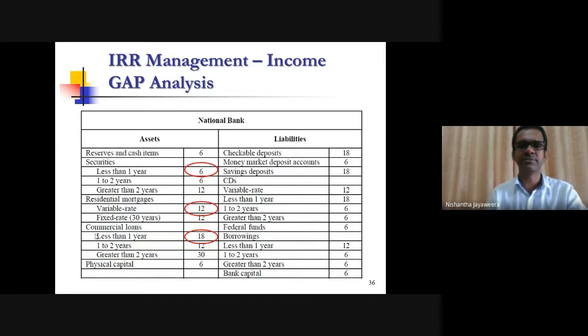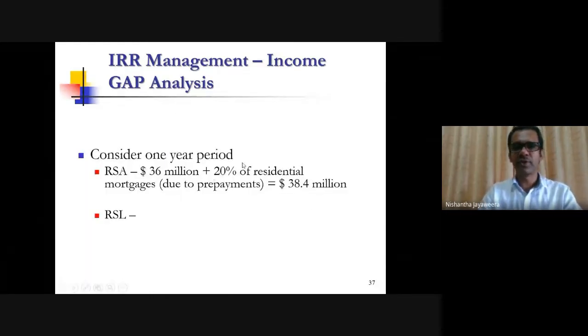So in this example, as you mentioned, less than 1 year securities, residential mortgages with variable rates, and commercial loans with maturity less than 1 year, all these three assets are eligible to fall into the less than 1 year bucket. Apart from that, in this case, I have assumed 20% of residential mortgages also to be considered because there's a chance of prepayment. This 20% is not a fixed thing; it depends on your experience, analysis of historical data, or your interest rate forecast.